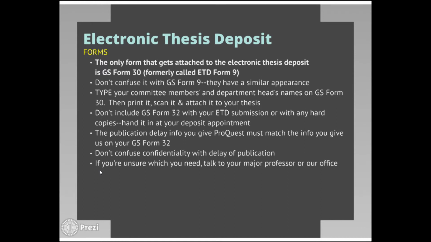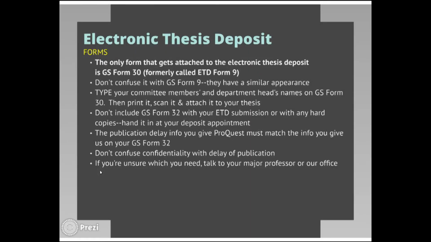Also, the publication delay info that you give ProQuest must match the info you state on your Graduate School Form 32. So make sure that whatever, for example, if you want a 1-year delay of publication and you indicate that during your electronic submission, make sure this is also reflected on your Graduate School Form 32, and of course, make sure that your major professor signs off on it as well.